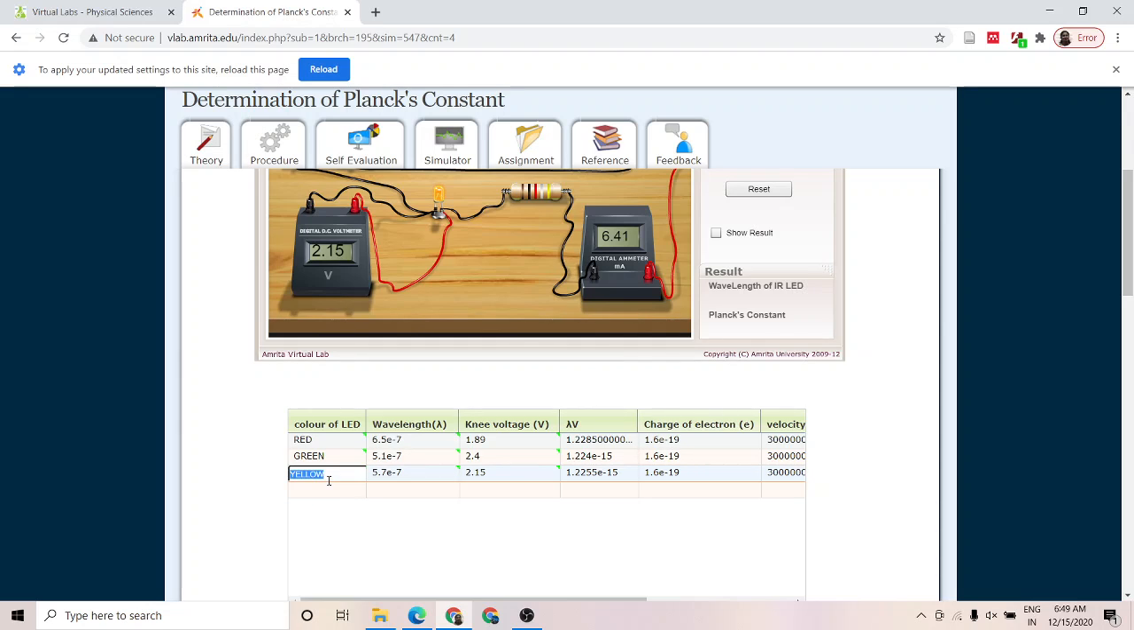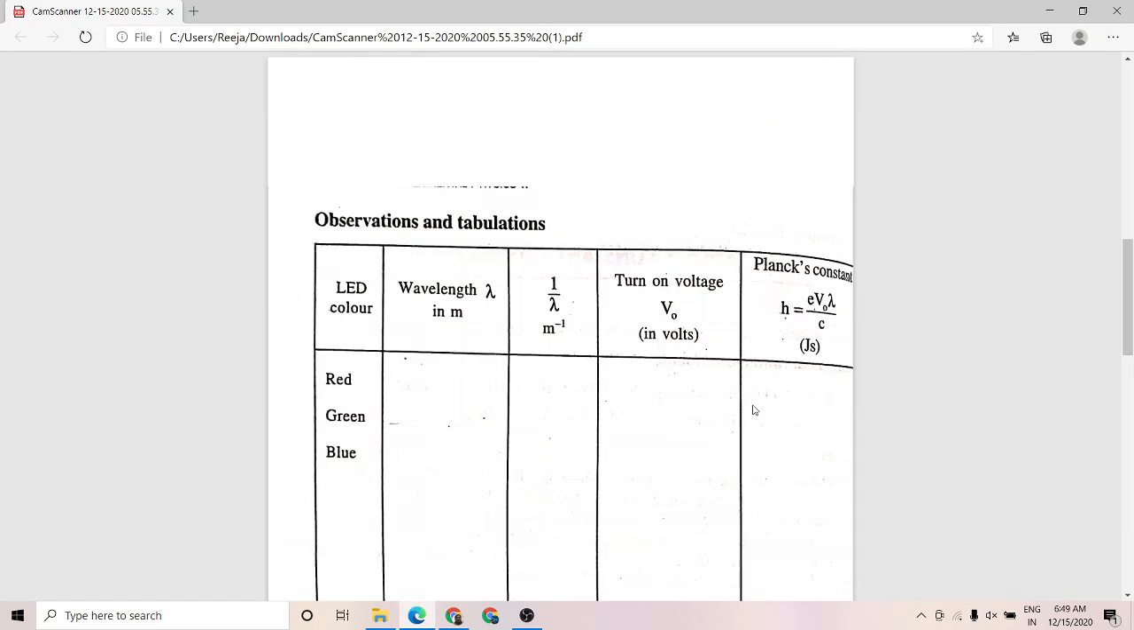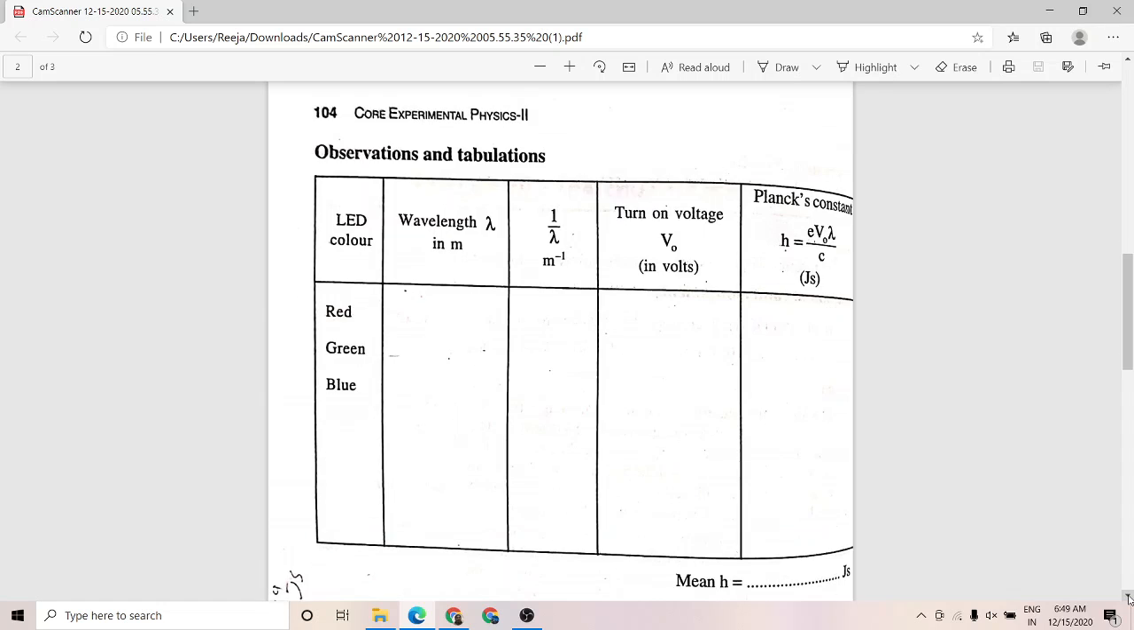The experiment is repeated for the blue color also. From this, you can calculate by using a tabular column. You can calculate, substituting it here, you can calculate the Planck's constant h in each case for each of the LED, and the mean value can be found out.